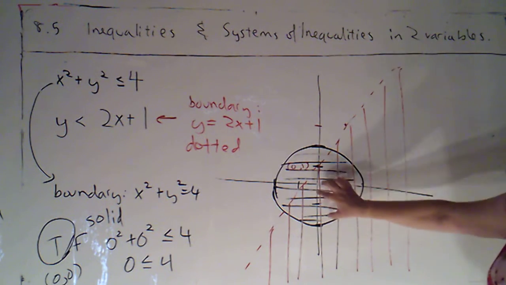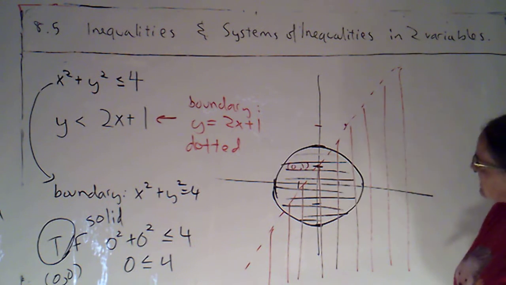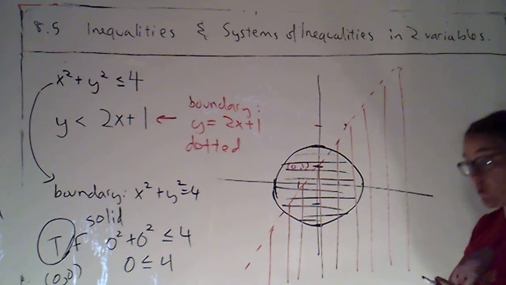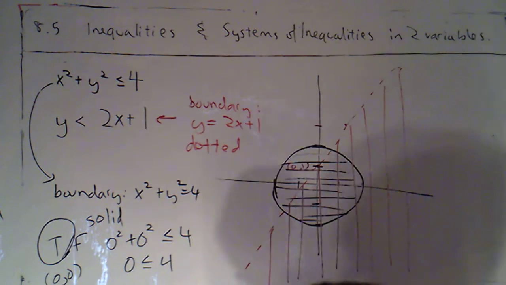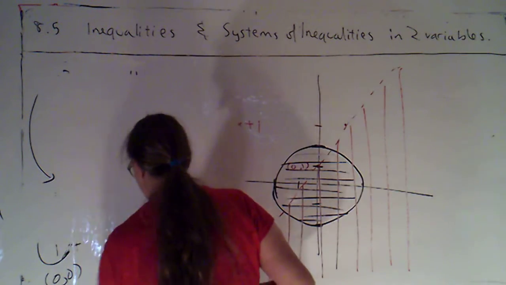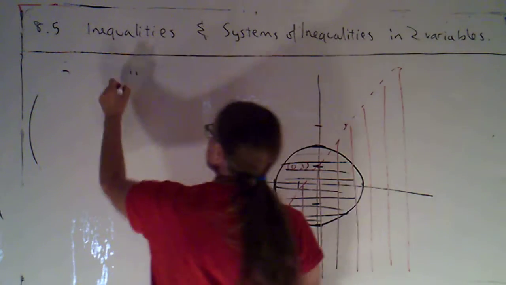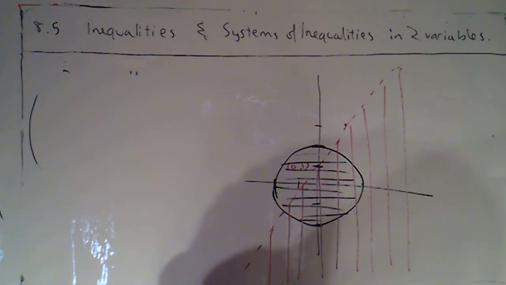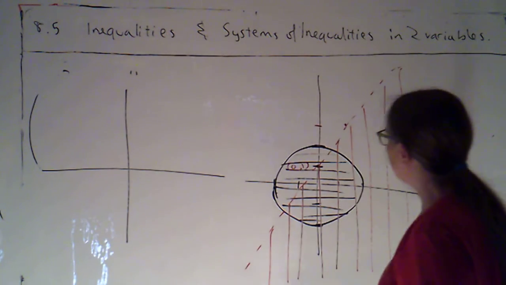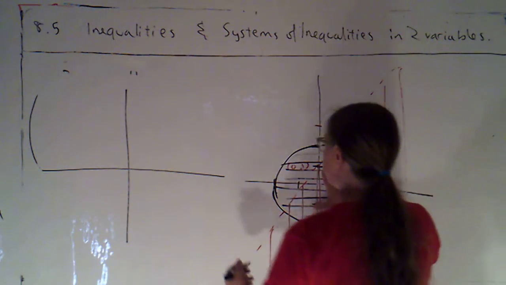Okay, so once again, because I used horizontal and vertical shading, my solution is going to be the stuff that's checkmarked. That's what's inside the circle, but below that line. To make that clearer, I'm going to draw now a final graph. So I want just this portion of the circle.